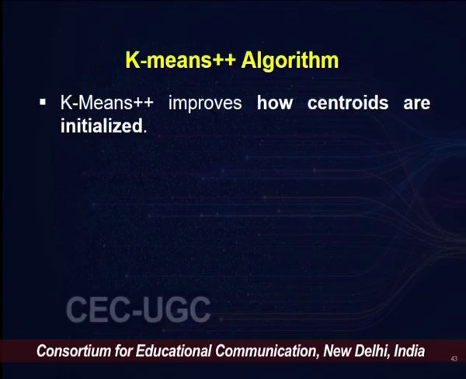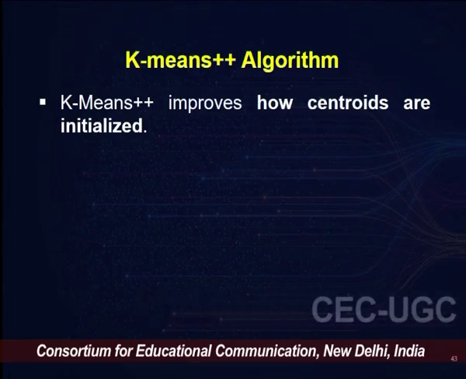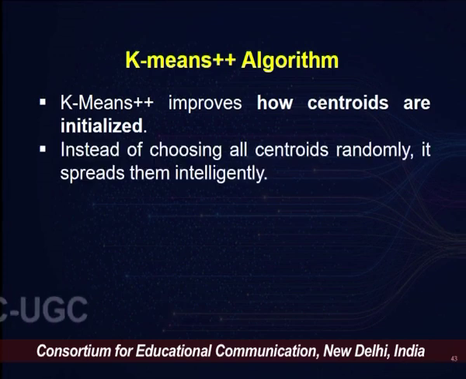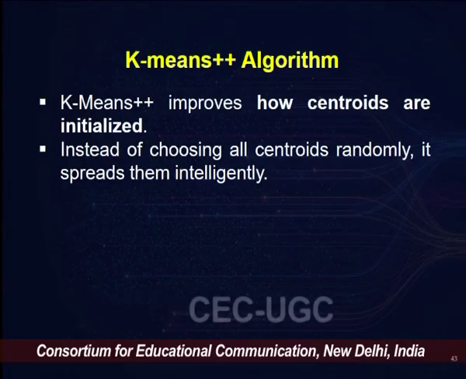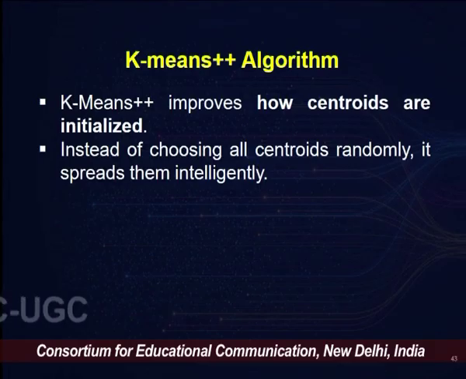So, it is actually nothing but it improves how the centroids are initialized in a smarter way, not the random way, right. So, that smarter initialization of the centroids, not in random fashion, actually is something which covers the overall thought process in the k-means plus plus algorithm, right.